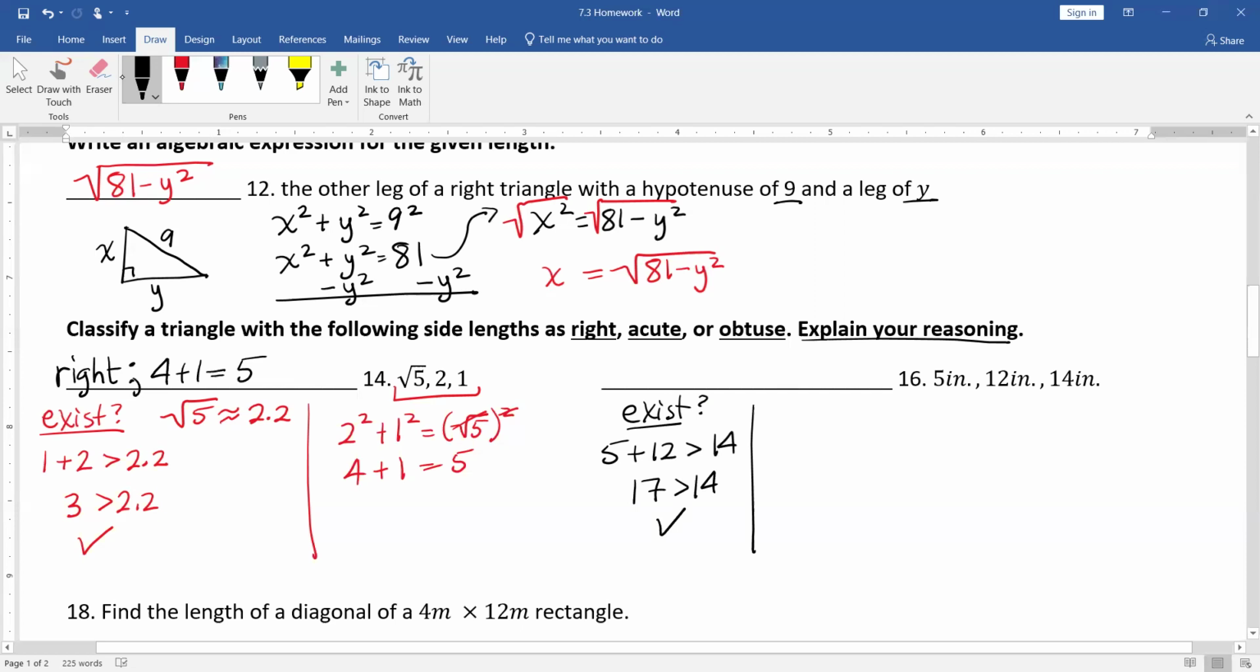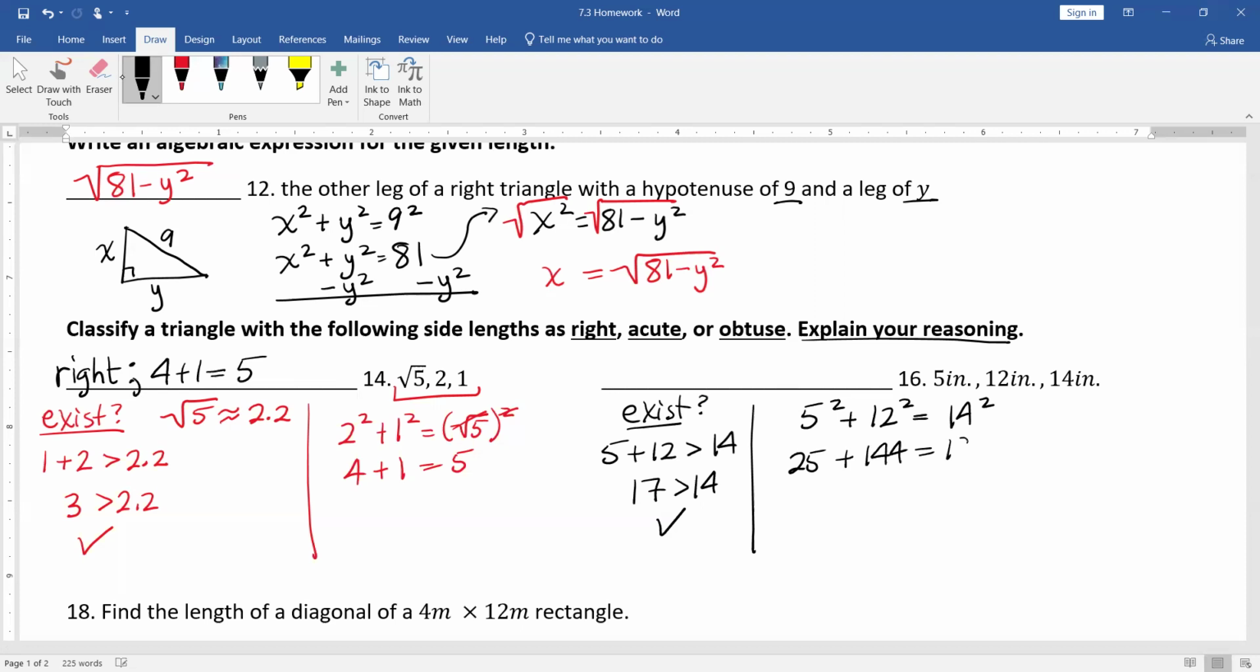So now let's check and see what the Pythagorean theorem tells us. So 5 squared plus 12 squared. If this is indeed a right triangle, then the sum of these would equal 14 squared. If 14 squared is greater than the sum, that means that we have an obtuse triangle, and if it's less than the sum of the squares of the legs, then it would have to be an acute triangle. So 25 plus 144 is 169.